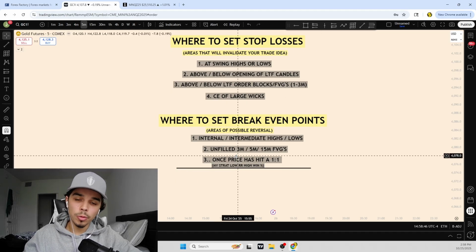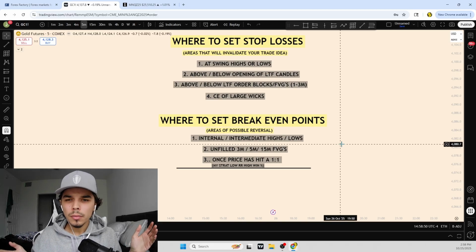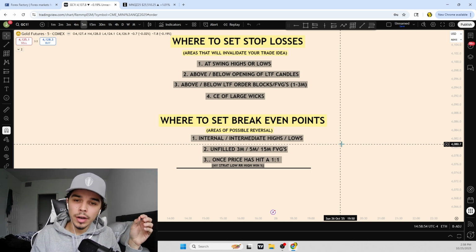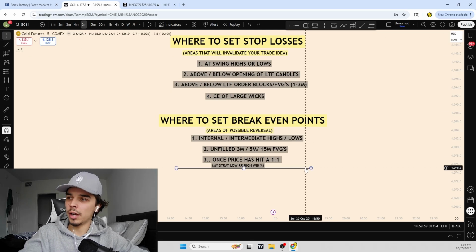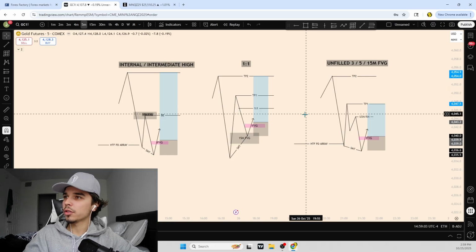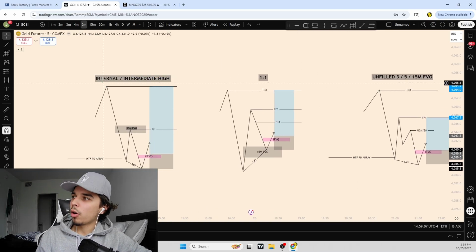So once price hits a 1-to-1, let's say my draw on liquidity is, let's call it a 2.83, right? If I have a 2.83 RR, I'll go break even at a 1-to-1. I'll take partials off and then I will let the rest of the trade ride. That's just the way I trade. Like I said, everyone does trade different, but I do have examples down here. So let's go over the one all the way on the left first, right? So say we come up and we create our external high up here.